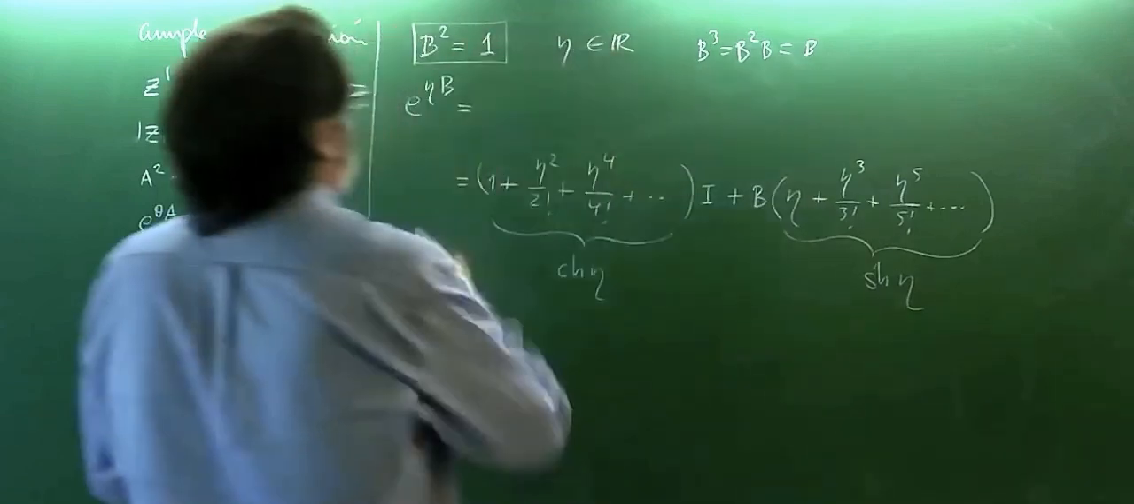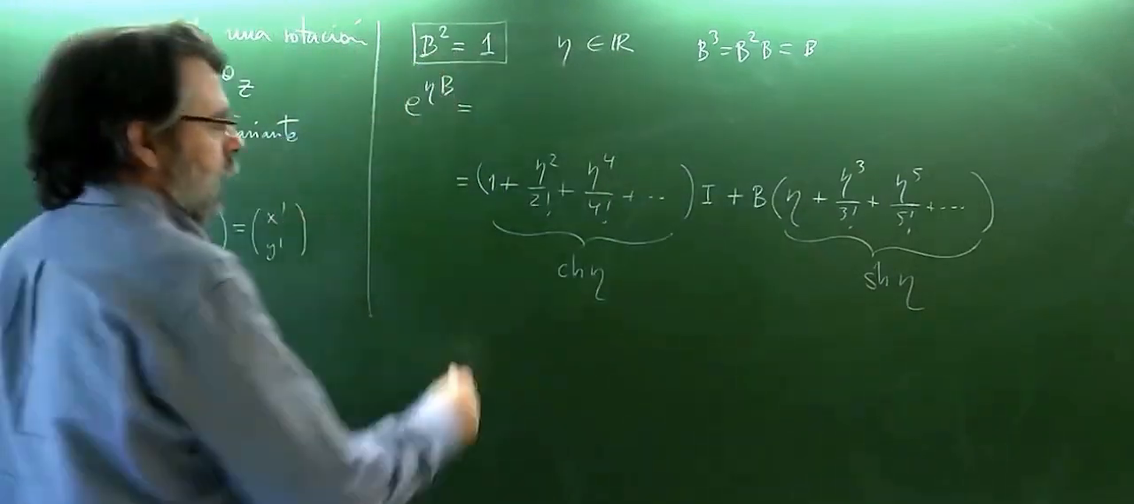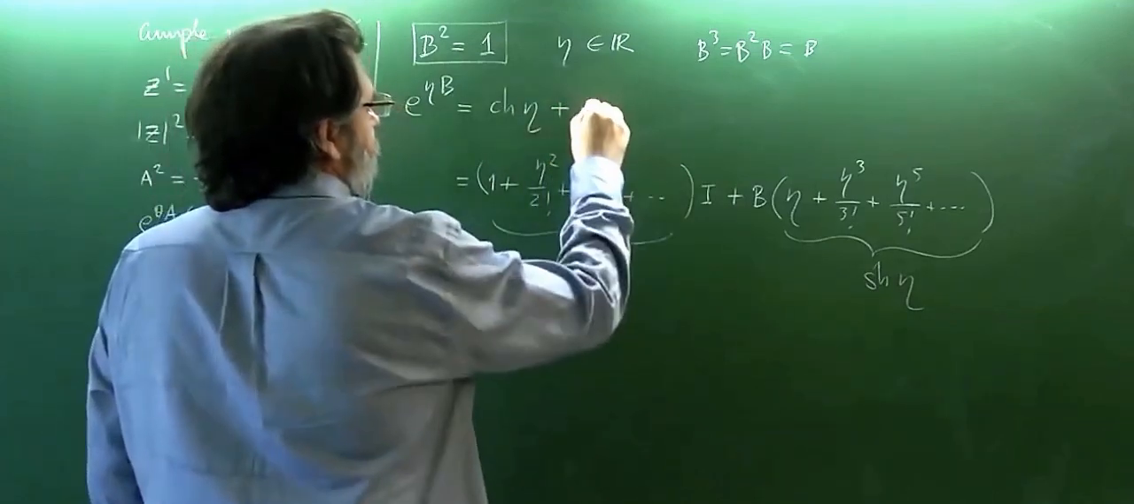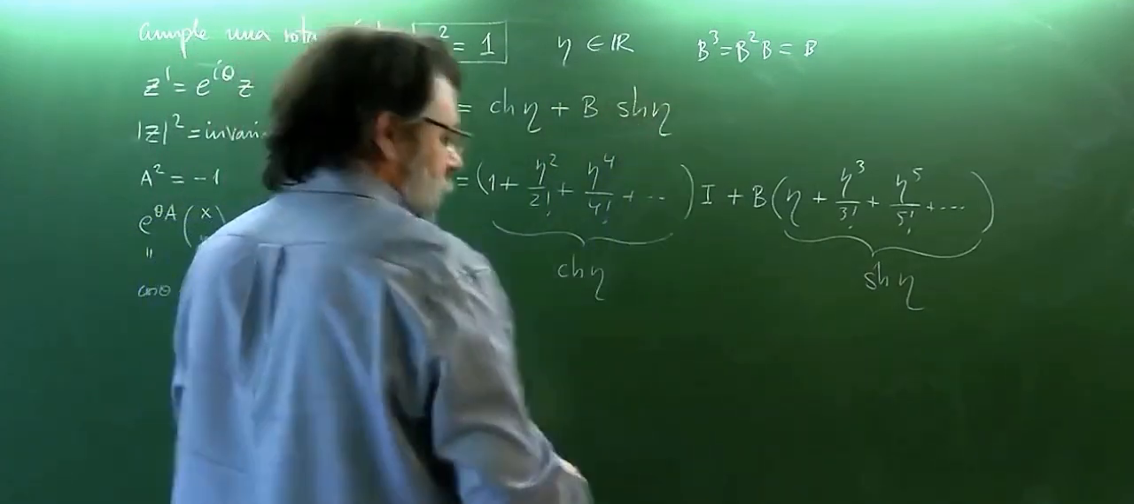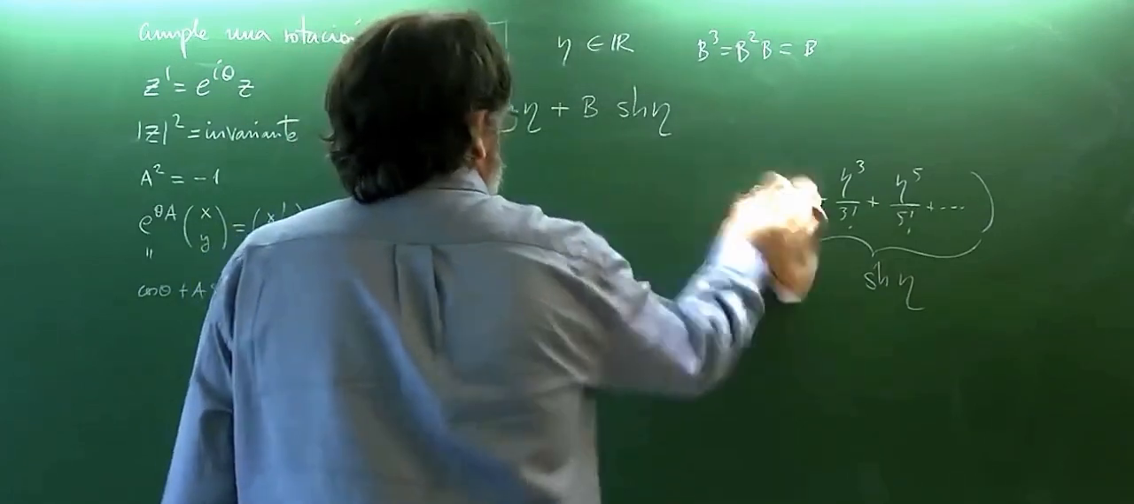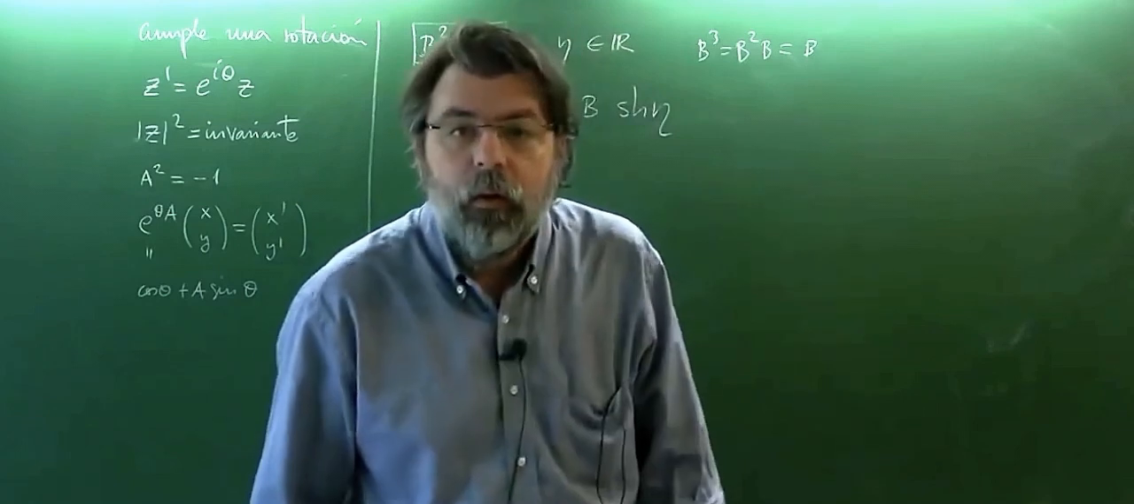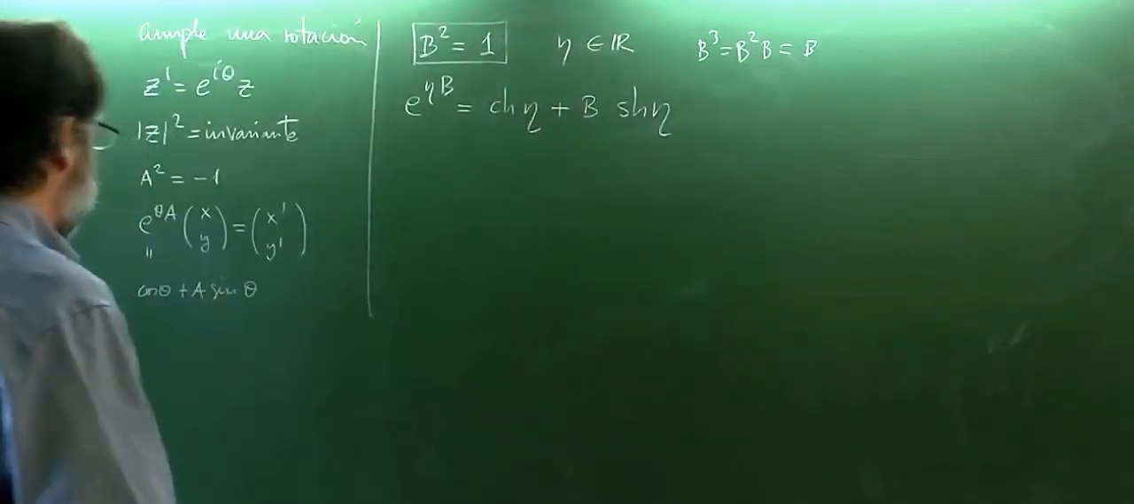Therefore, it turns out that if the matrix, instead of squaring to minus 1, squares to 1, then we get a hyperbolic cosine plus this matrix times this other matrix. Perfect. And we ask ourselves the last question of this video. I wanted it to be short and it is getting a little longer. Indeed, it is getting a little longer.